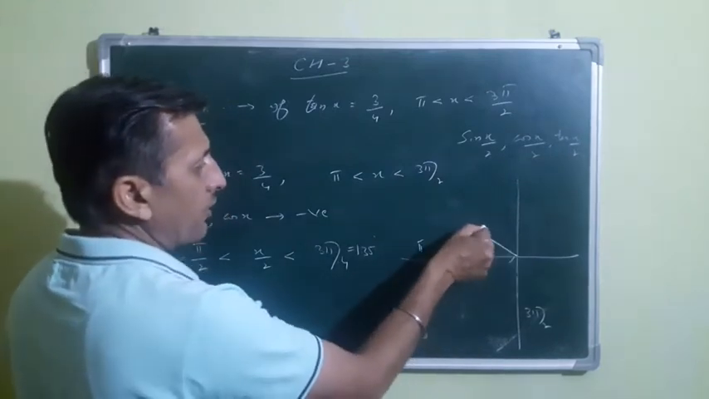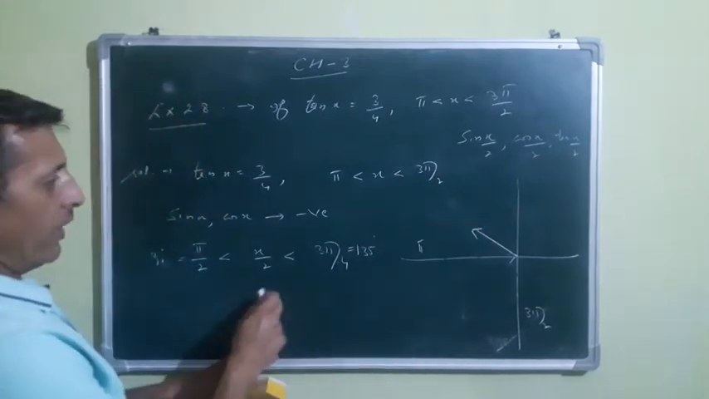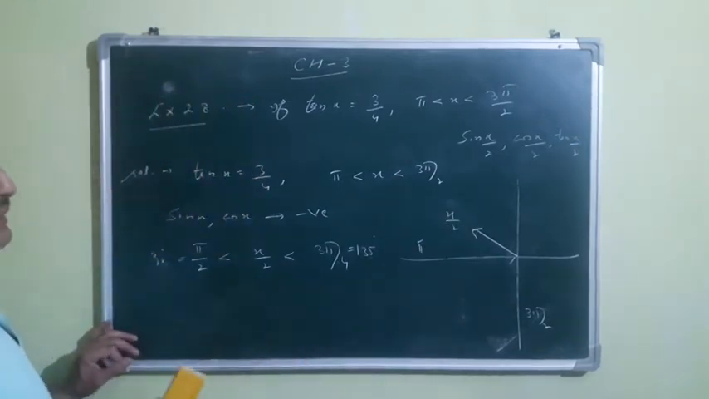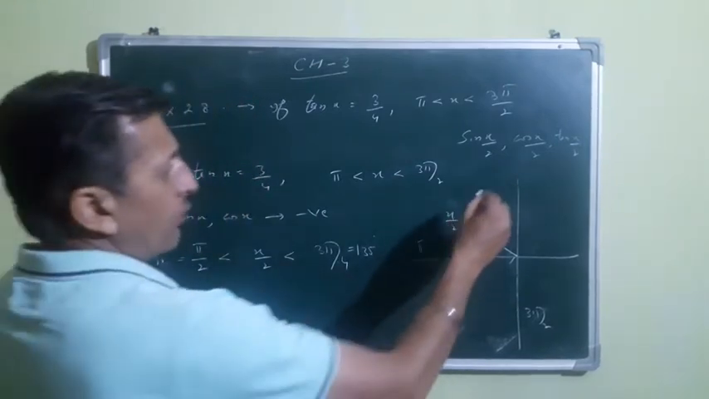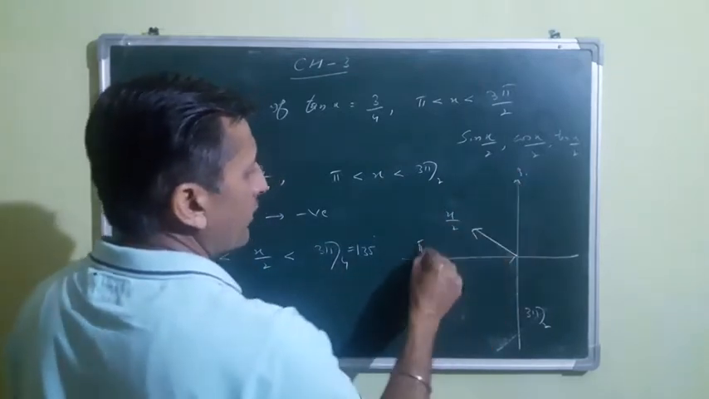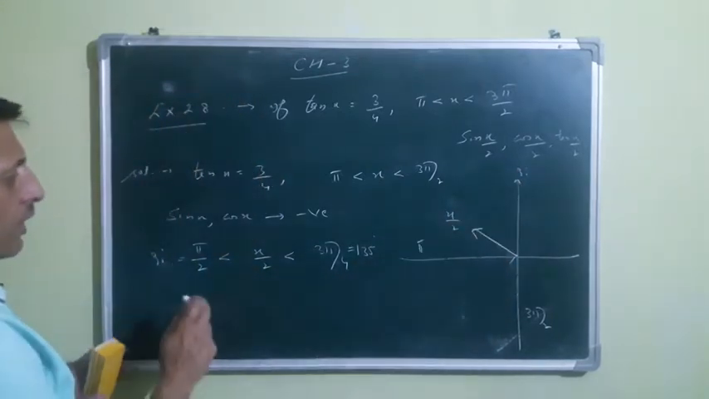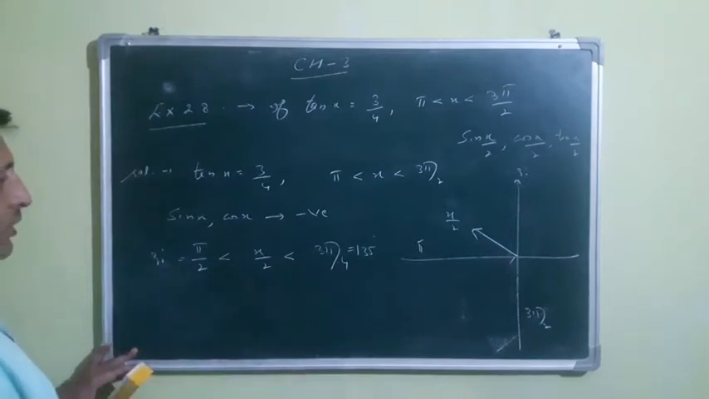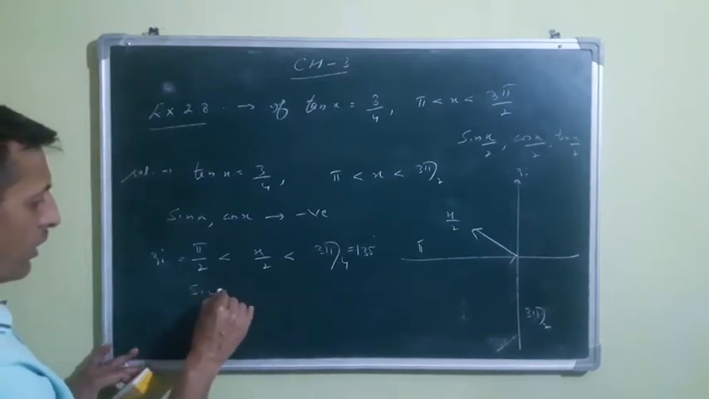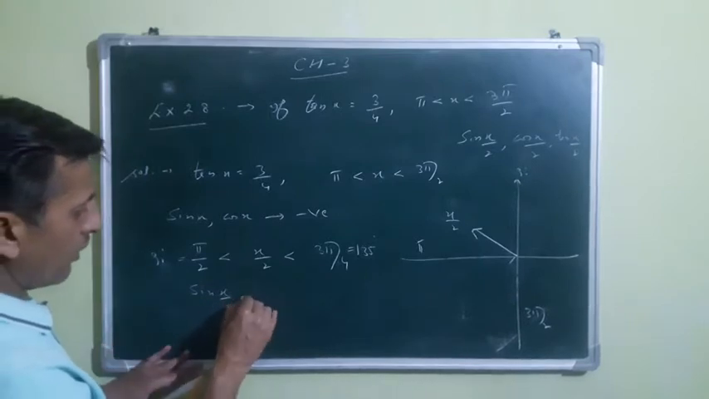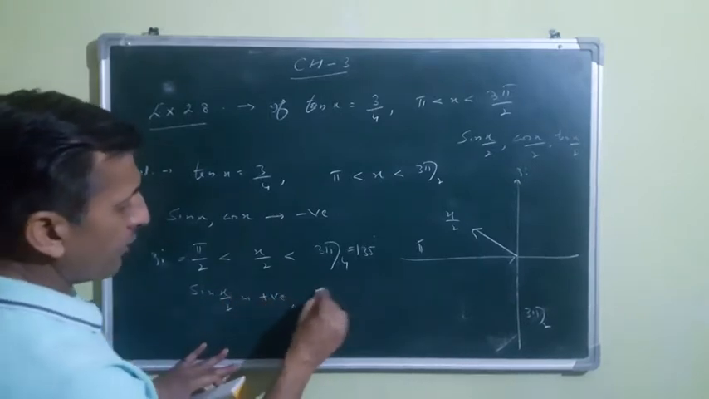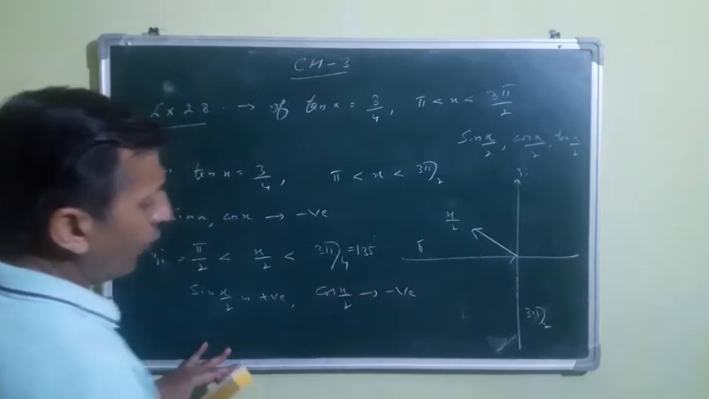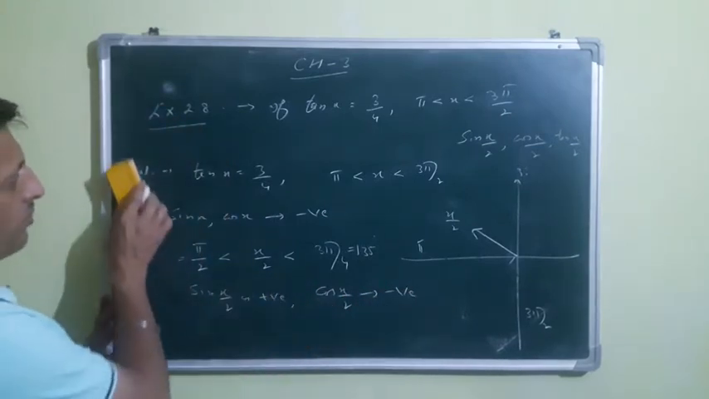That means this is the situation of x by 2. So x by 2 lies in the second quadrant. This is your second quadrant, this is your 90 degrees, and this is your pi. In the second quadrant, sin is positive, but cos is negative. So in this case, you can say sin x by 2 is positive, but cos x by 2 is negative. You know why I'm taking sin x by 2 and cos x by 2?